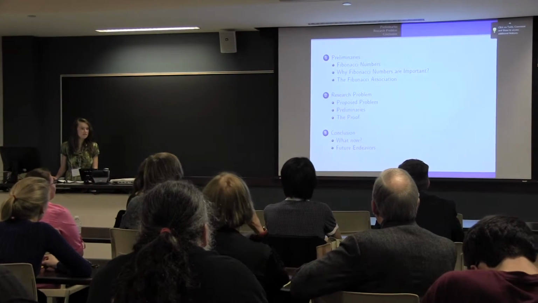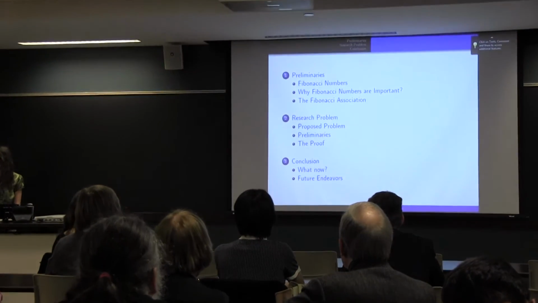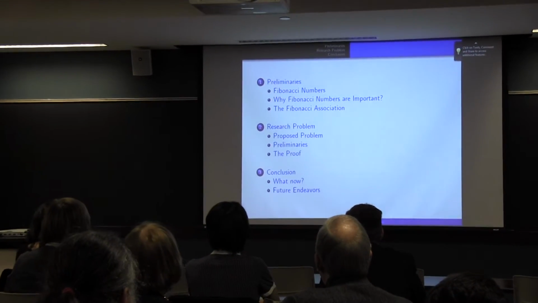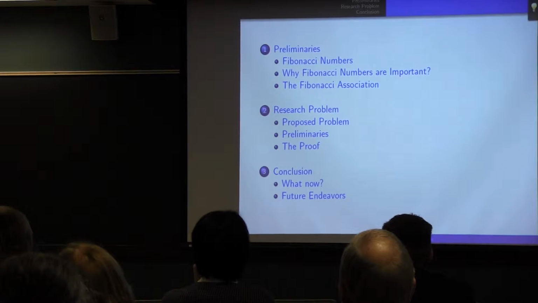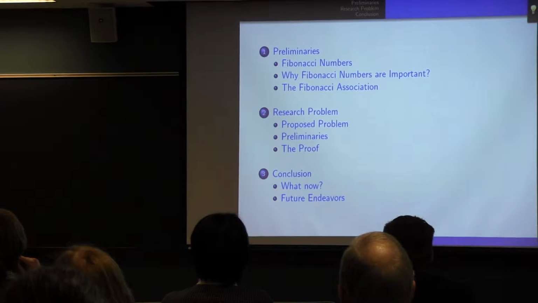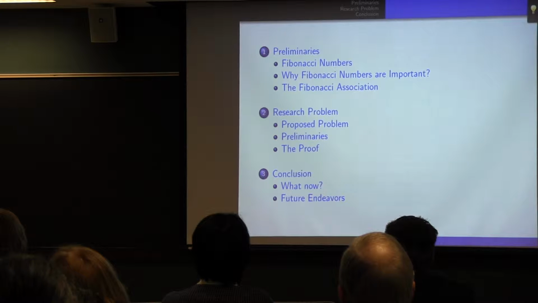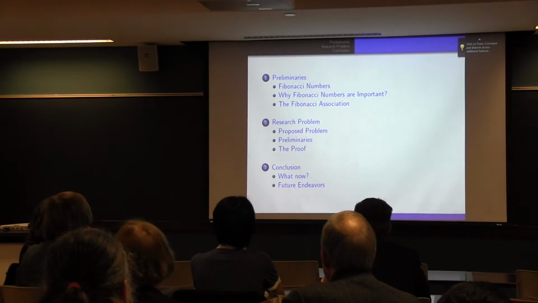I'm going to talk about the preliminaries first. I'll explain what the Fibonacci numbers are in the sequence. Then I'll tell you why they're important. And then I'll talk about the Fibonacci Association, and they produce the Fibonacci Quarterly. Then I'll get into my actual research problem. I'll show you the proposed problem, the preliminaries, which are the theorems and definitions I used to solve it, and then I'll explain my proof. And then conclusion, I'll tell you what I did with the proof, and then our future endeavors.